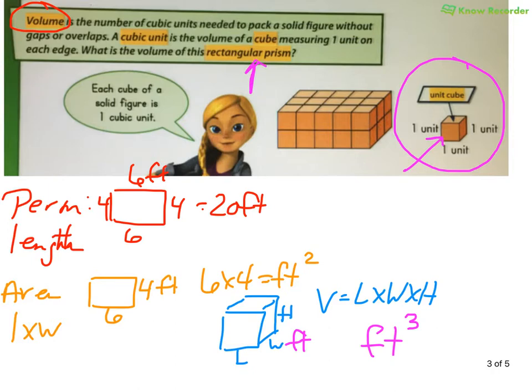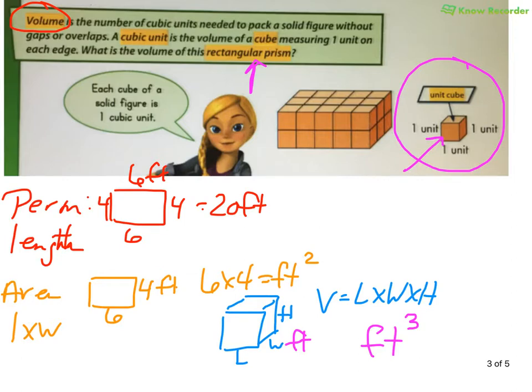A rectangular prism is a rectangle. It's a rectangle. You see, here's your rectangle, or here's your rectangle, right? But it's in 3 dimensions. It has a width and a height. So it's no longer just a rectangle. Just like a cube over here is not a square.